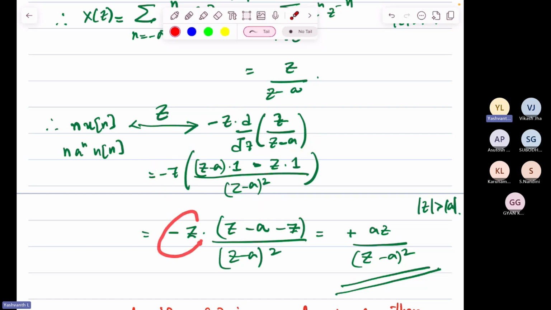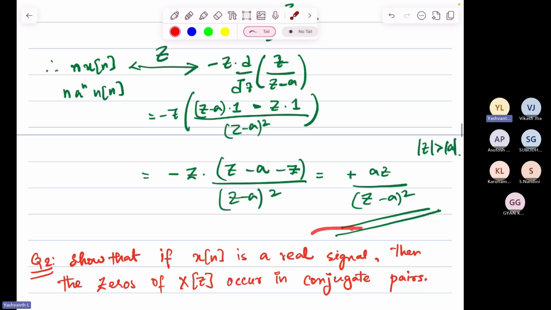And this is nothing but minus z times z minus a minus z by z minus a square, or z and z cancel, and this becomes a z by z minus a the whole square with the same ROC mod z greater than a. Okay, that's all.